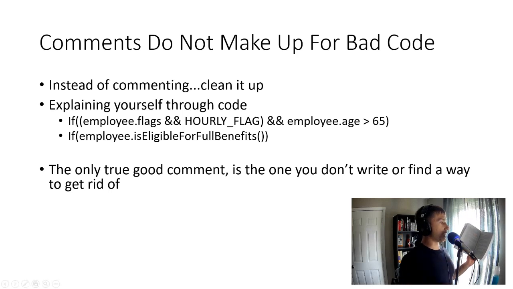The top one, and I'm sorry here, I was supposed to have a comment here. So the top bullet point, if employee.flags and hourly flag, and employee.age greater than 65, and there should be a comment above that: check to see if the employee is eligible for full benefits. So just pretend I have a comment above this sub-bullet point. Would you rather see a comment, or would you rather see the second bullet point there? Is eligible for full benefits. Boom. The function is explaining exactly what you need to know, and there's no need for a comment here.